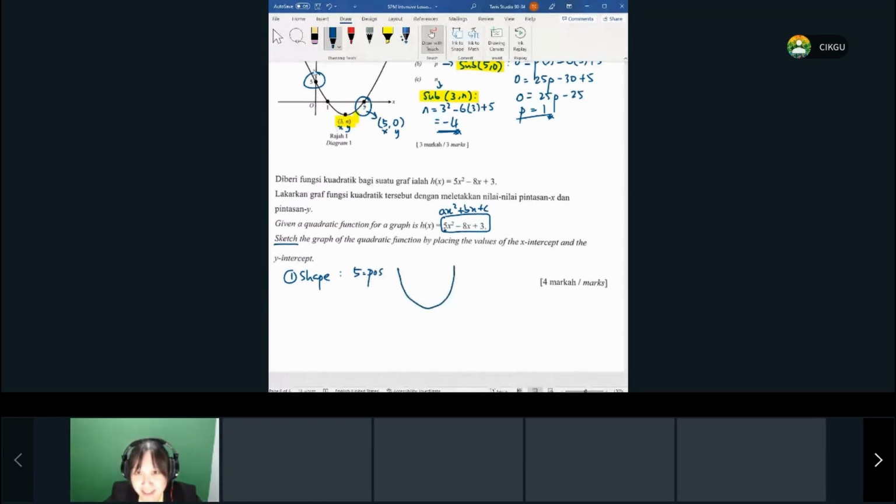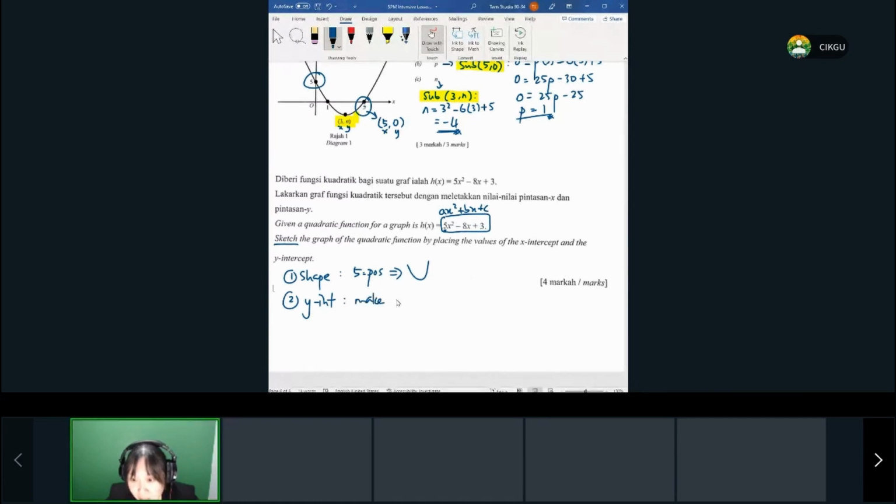Oh my god. Why is this one so messy? Okay, wait, let me draw nicely. Therefore, smiley face. Done. I get the shape ready. Number 2, find the y-intercept. There's a reason why I purposely find the y-intercept first, because normally finding the y-intercept is easier.